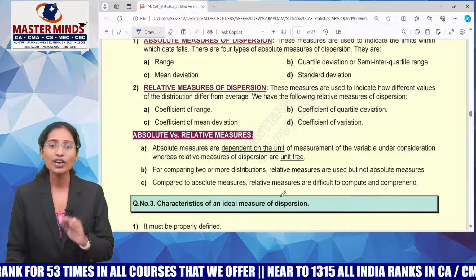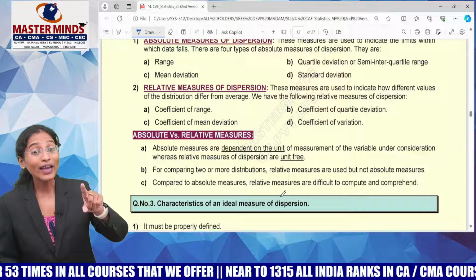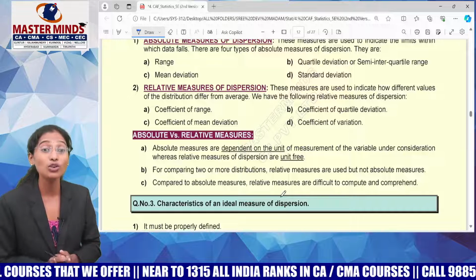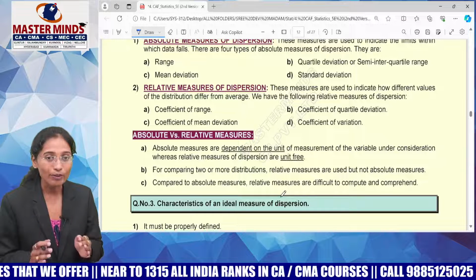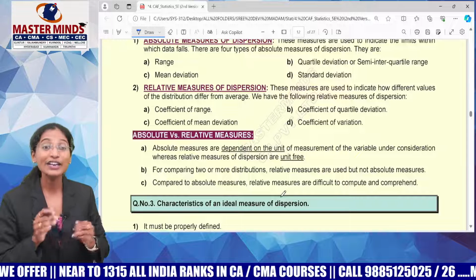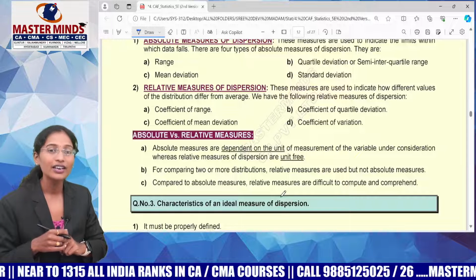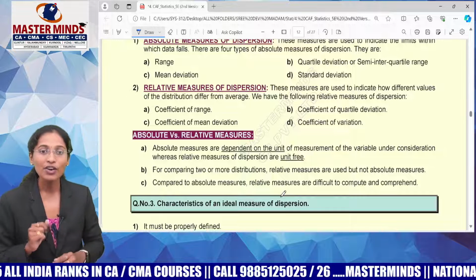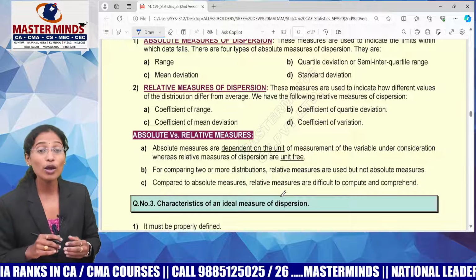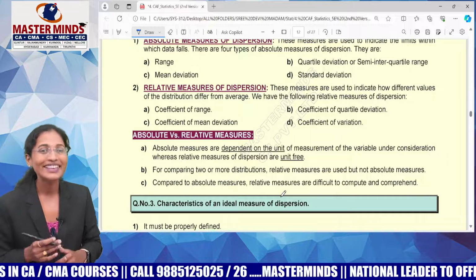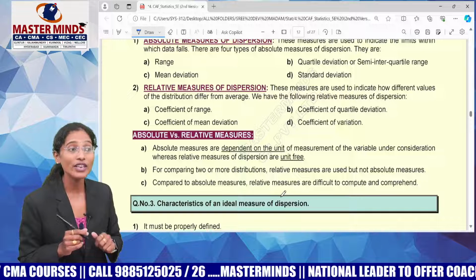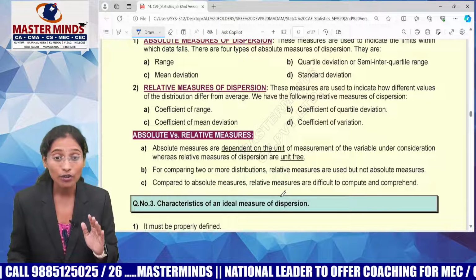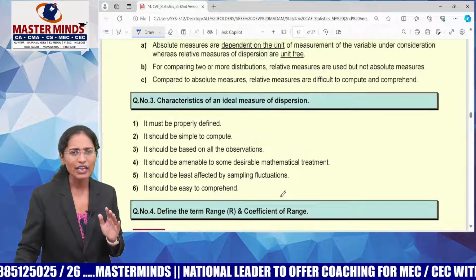So what is the difference between absolute and relative? Guys, tell me. To calculate a relative measure, first of all, you need to calculate the absolute measure. Means which is more difficult to compute, absolute or relative? Yes, relative, because as relative needs absolute, it has more calculations than absolute, right? So relative measures are difficult to compute, but absolute measures are easy to compute. Now, for comparing two or more distributions, do we need absolute or relative? Yes, relative. So which are dependent upon units? Absolute measures are dependent upon units, but relative measures are unit free. Okay, so characteristics of an ideal measure of dispersion.